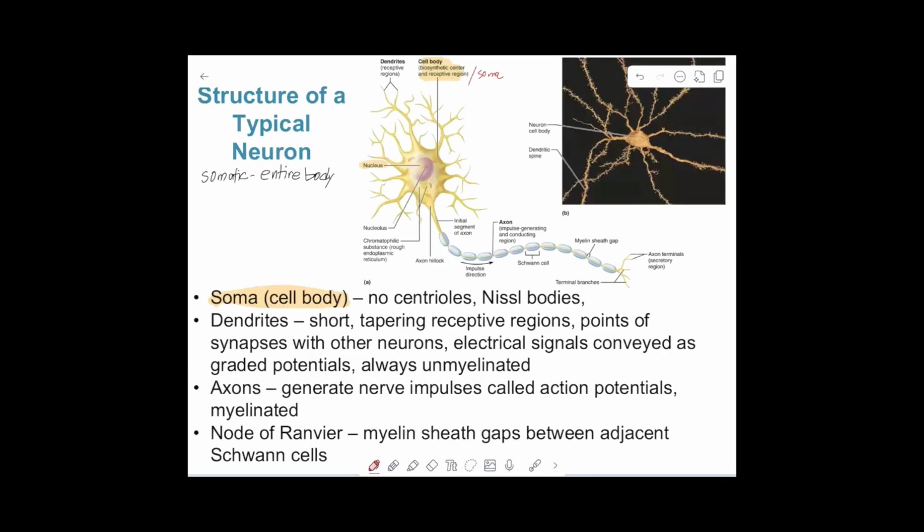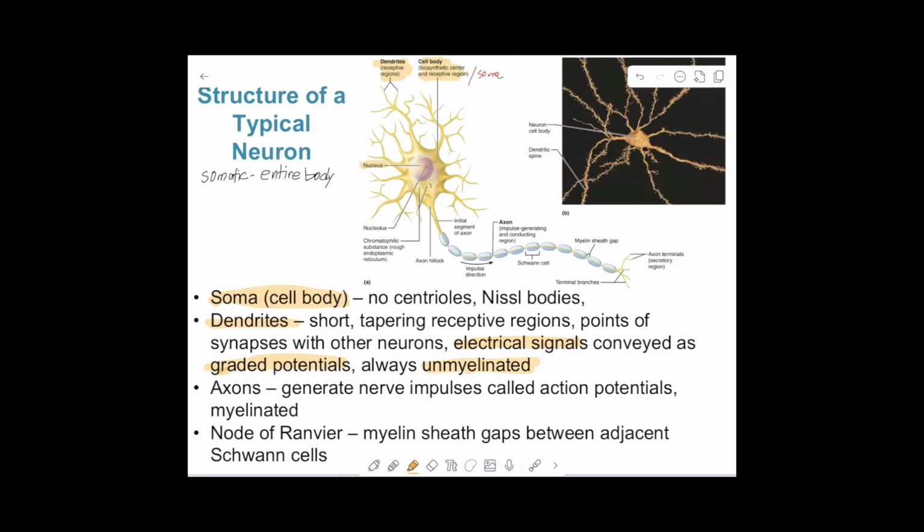The second part of the neuron is the receptive part of the neuron, which is called the dendrite. The dendrites are short, tapering receptive regions. They are points of synapses with other neurons, and their electrical signals are conveyed as graded potentials. And that's very important. They're also unmyelinated.